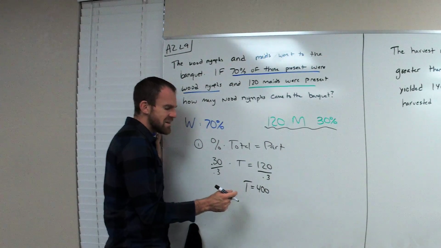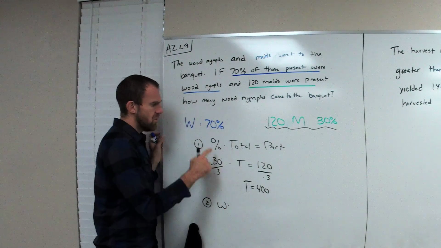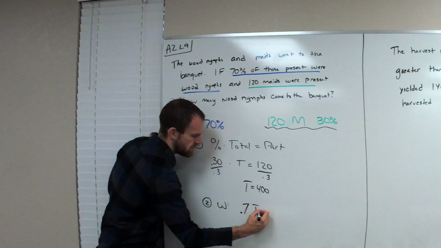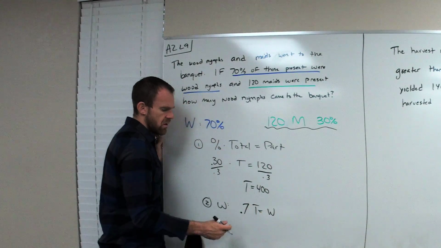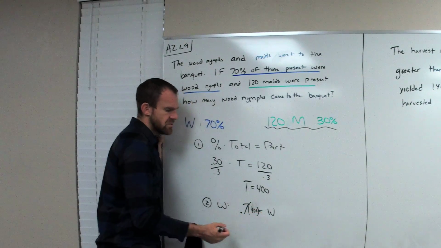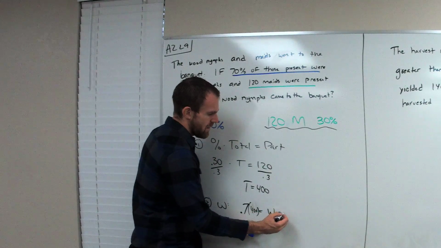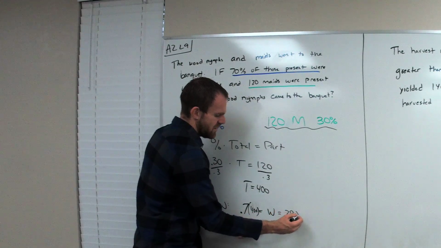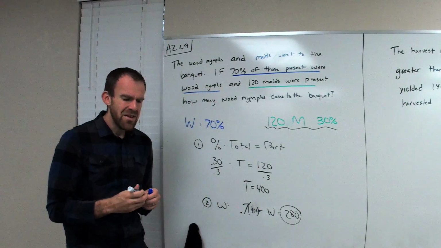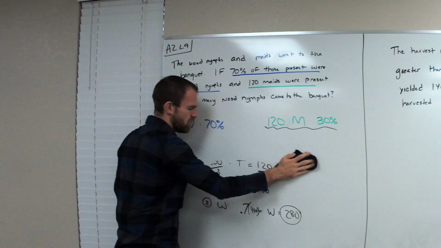Now, they're not asking how many went total, they're asking how many wood nymphs. So I know 70% of the total are wood nymphs. The total is 400. And so 0.7 times 400 is the number of wood nymphs, which just so happens to be 280. You could also just subtract the number of maids from 400. Now, that was a little confusing, so I would encourage you to try it a different way.